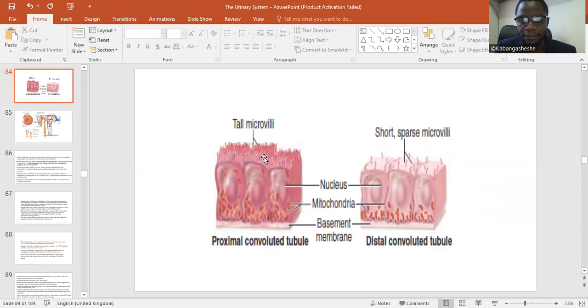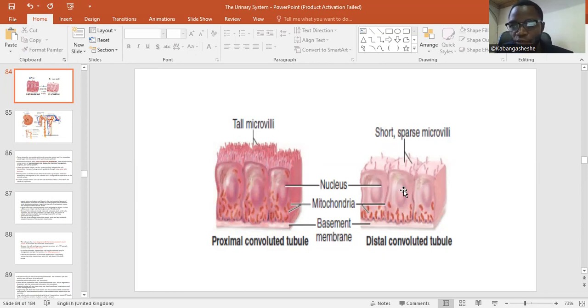All right. Now, in addition to that, we see that the cells of the proximal convoluted tubule are slightly taller than those of the distal convoluted tubule. So we call this tall cuboidal epithelium. Then this is cuboidal epithelium, or simply short cuboidal epithelium. Okay, tall cuboidal in the proximal, short cuboidal in the distal convoluted tubules.